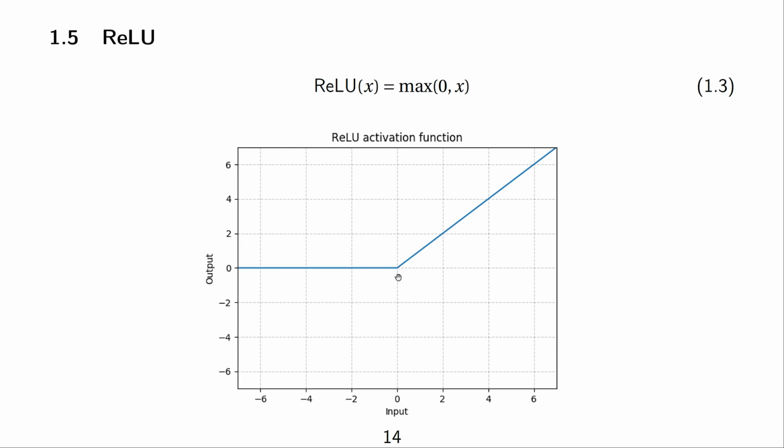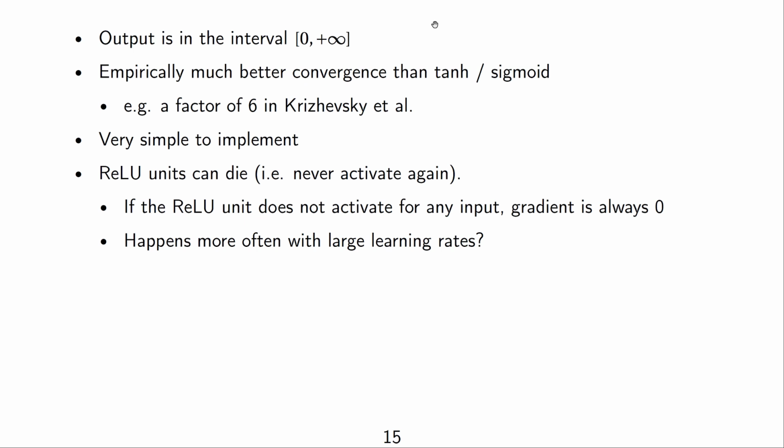For the input 0, the output is 0. And for any positive value, the output is the same as the input. So that means the output is in the interval 0 to plus infinity. And this is, again, going back to this paper AlexNet, where Krizhevsky et al. said that using the ReLU compared to these traditional activation functions tanh and sigmoid gives us a factor 6 speed up.